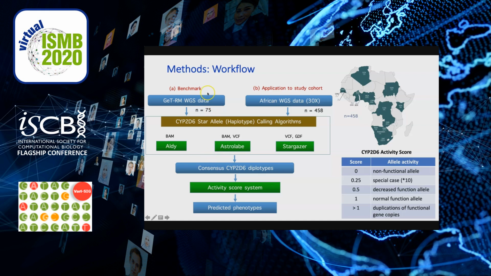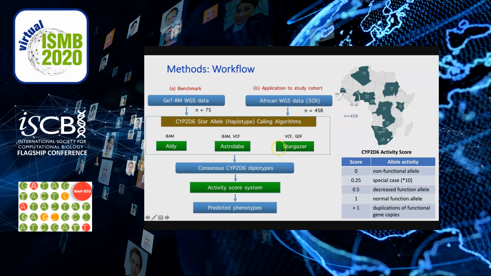So from the workflow, we can see the two parts of our study. The first part is a benchmarking study where we use 75 reference datasets from the Genetic Testing Reference Materials Program. And here, the tools we compared are Aldy, Astrolabe, and Stargazer. We also compared whether using an ensemble genotyping approach involving all the three tools is better than using only one tool.